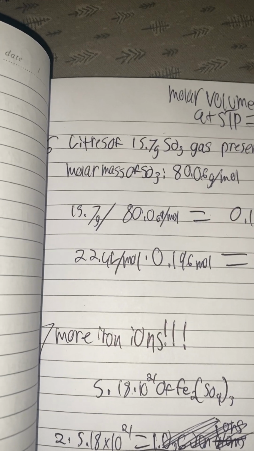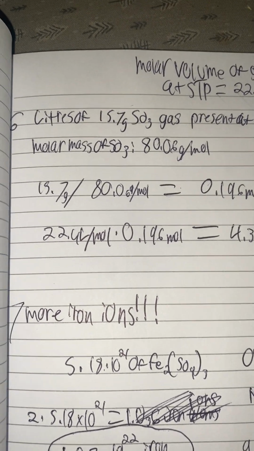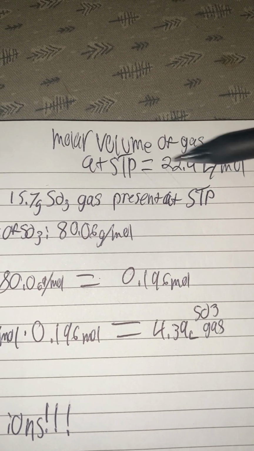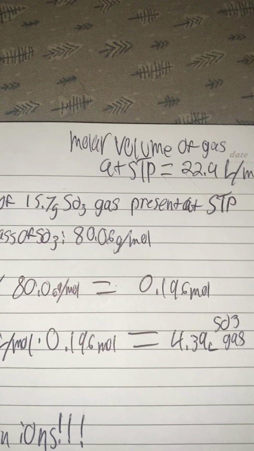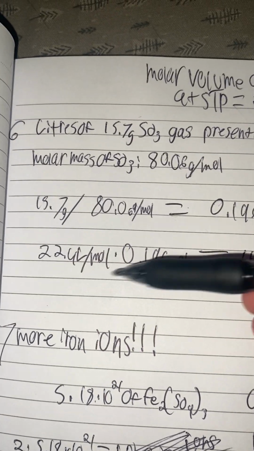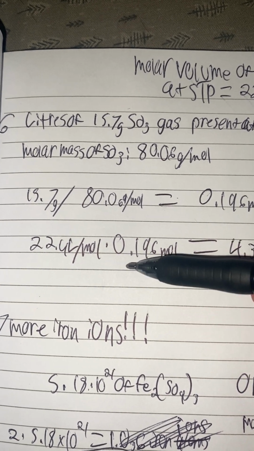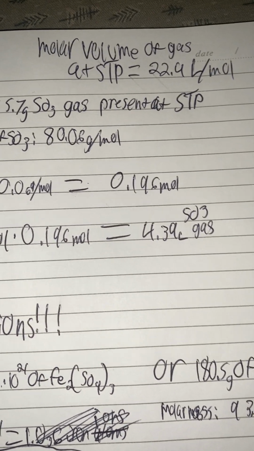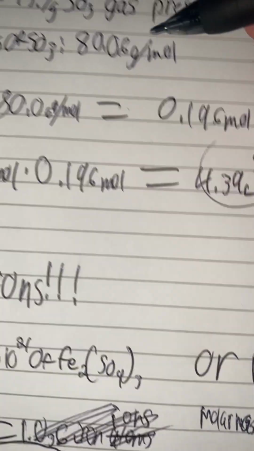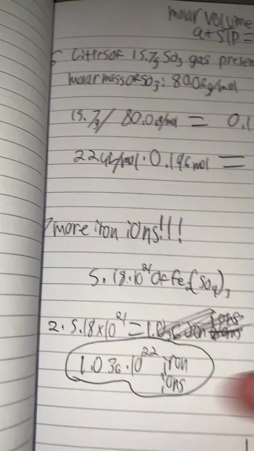And then to go even further to get how many liters are present, I move over to the molar volume at standard temperature and pressure, which is for all gases 22.4 liters per mole. I would then plug that in with the mole I received previously: 22.4 liters per mole times 0.196 mole, and I would get 4.39 liters of SO3 gas in total, present in 15.7 grams of gas.